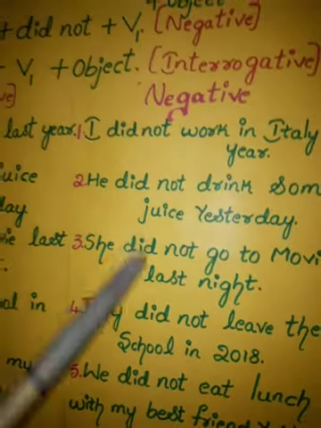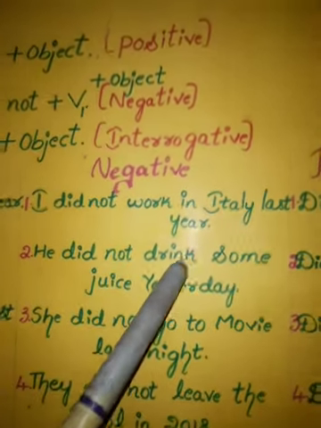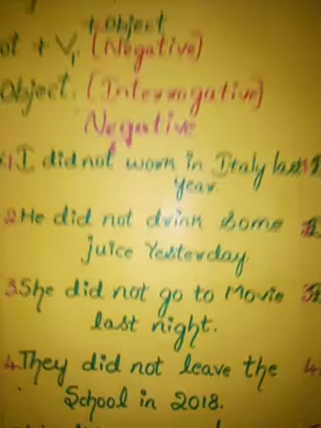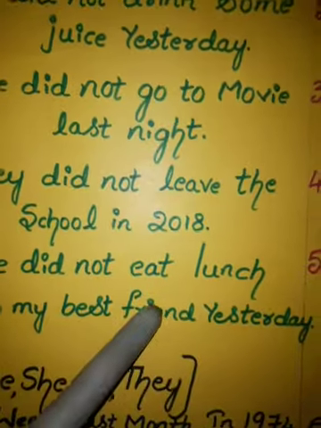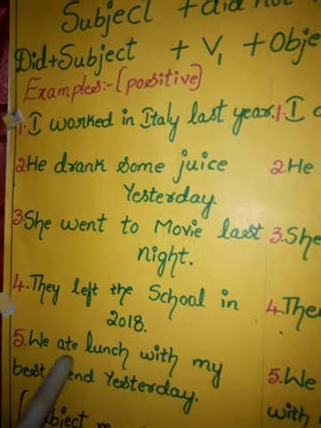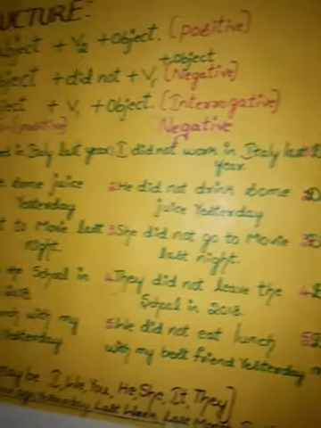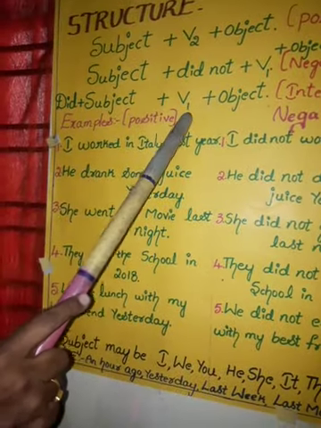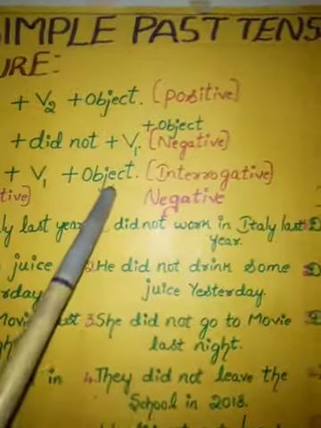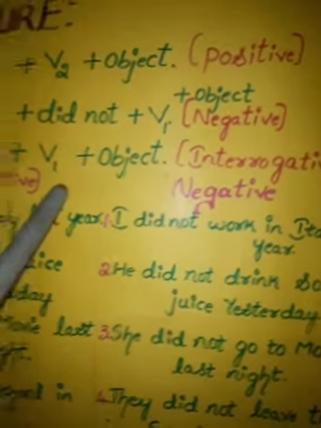So children, did you observe? The words work, drink, go, leave, eat, all these are the base forms of worked, drank, went, left and ate. Now coming to the structure of an interrogative sentence: did plus subject plus V1 plus object, where V1 is the base form of the verb.